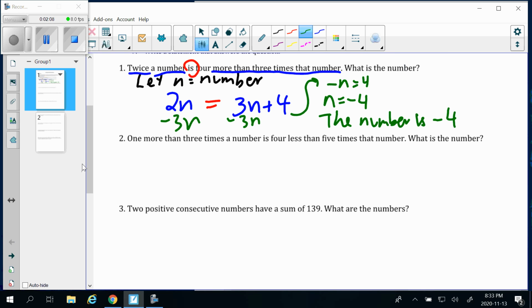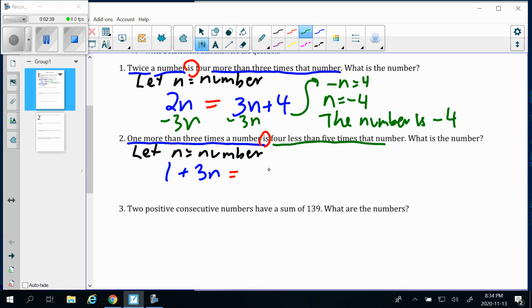Very important. So the next question says, 1 more than 3 times a number is 4 less than 5 times a number. If you're watching at home, I would really encourage you to pause the video and see if you can do this one on your own. Let n equal the number. So 1 more than 3 times a number is 4 less than 5 times that number. So we're going to take 5 times that number and minus 4. What is the number? Let's solve.